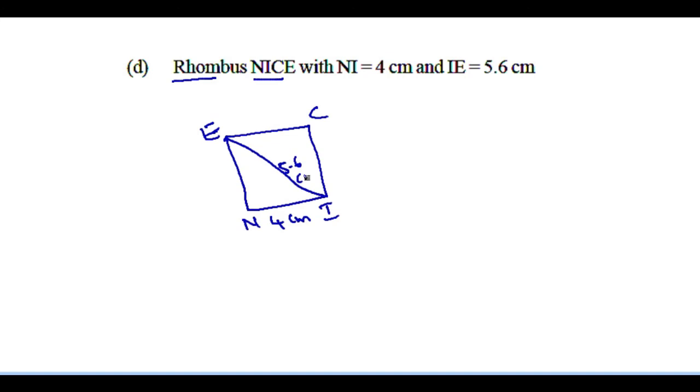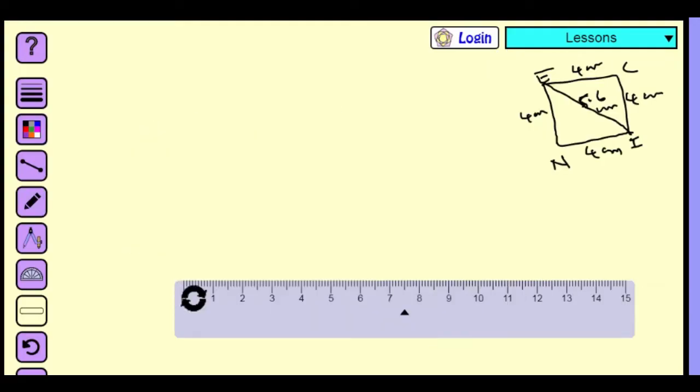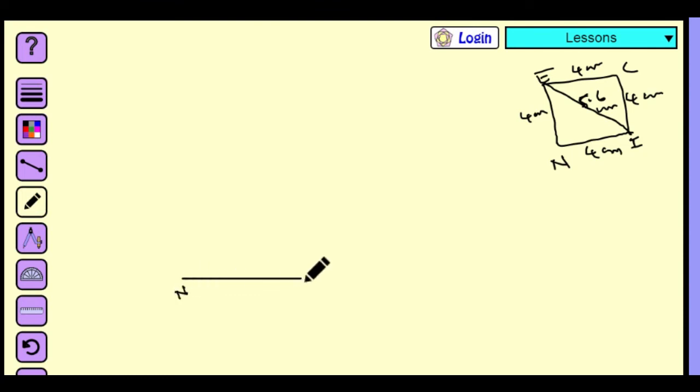What about the other lengths? In a rhombus all sides are equal, so I to C is 4 centimeters, C to E is 4 centimeters, and E to N also becomes 4 centimeters. This is the rough sketch of the given question. Now let's go to the construction part. First draw NI of length 4 centimeters. NI is 4 centimeters.